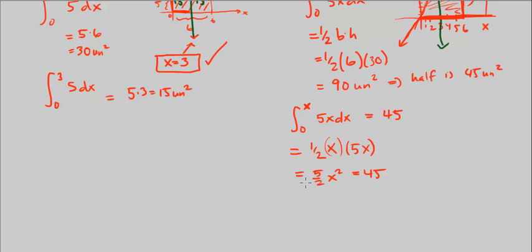Well, let's multiply both sides by 2 over 5. So if I multiply this by 2 over 5 and 2 over 5, I get x squared is equal to 45 over 5, which is 9. Yes, 9. So that's going to be 9 times 2 is 18, right? And so we can go ahead and square root both sides, and we get x is equal to plus or minus square root of 18, right?